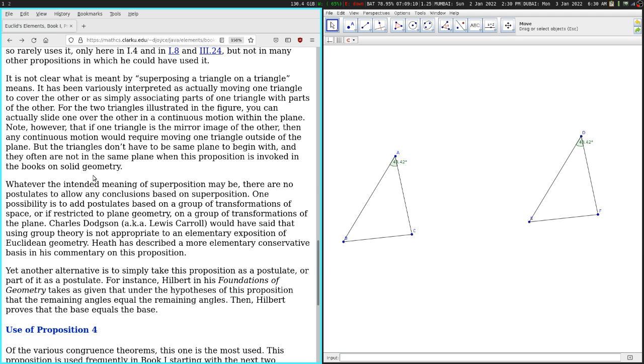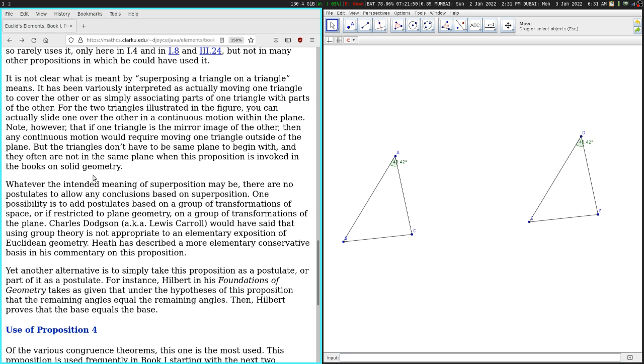One possibility is to add postulates based on a group of transformations of space, or if restricted to plane geometry, on a group of transformations of the plane. That's what I was saying. Charles Dodgson, aka Lewis Carroll, would have said that using group theory is not appropriate to an elementary exposition of Euclidean geometry. Maybe.